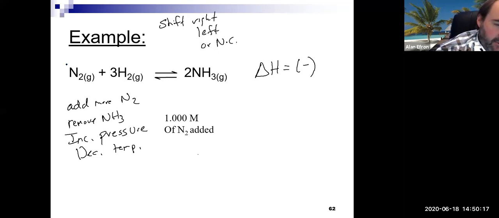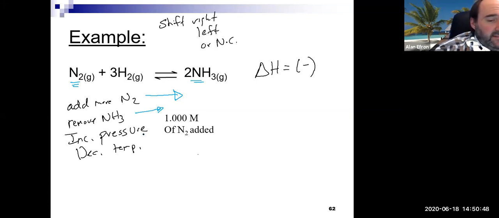If we add more N2, N2 is on the left-hand side. When we add, it shifts away from it, so it's going to shift this equilibrium to the right. Again, add away. Since the N2 is on the left-hand side, we go that way. We're then going to remove NH3. When we remove, it goes towards that side. Since the NH3 is on the right-hand side, it's also going to shift to the right.